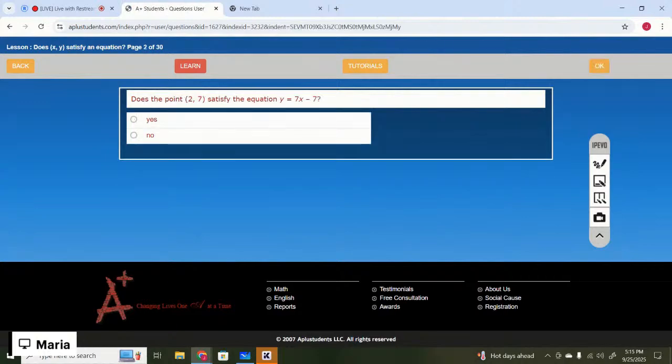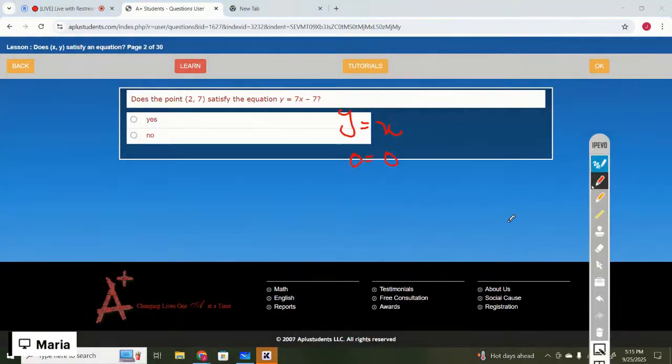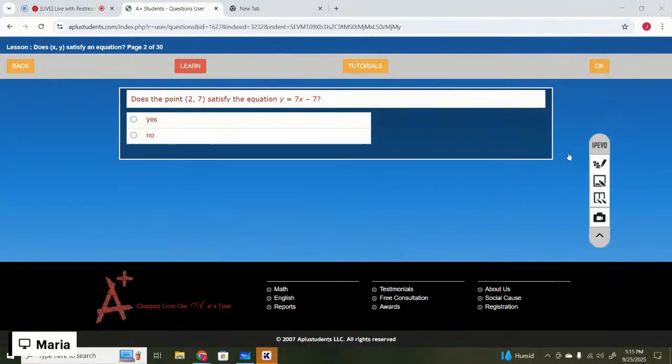Okay, the next one is, does the point (2, 7) satisfy the equation? So x is 2 and y is 7, right? Let's put the values in the equation. y is 7, x is 2. So 7 is equal to 7. That means yes, the point satisfies the equation. The correct option is yes.